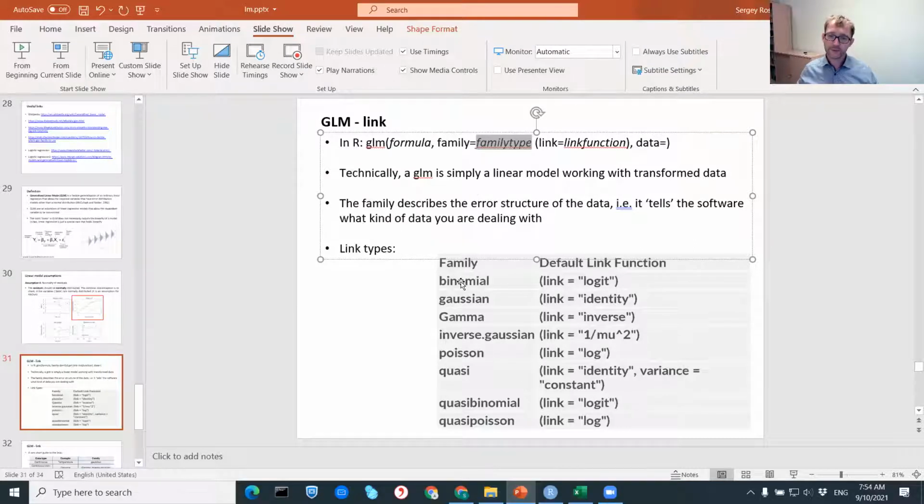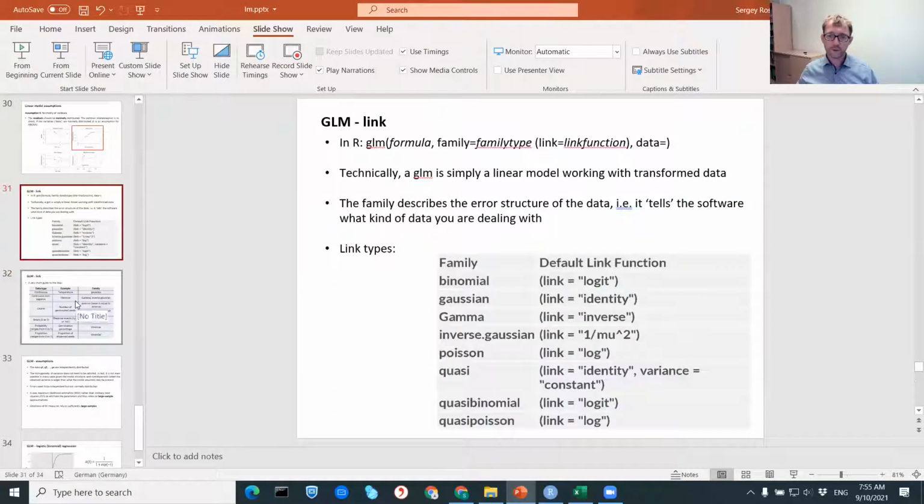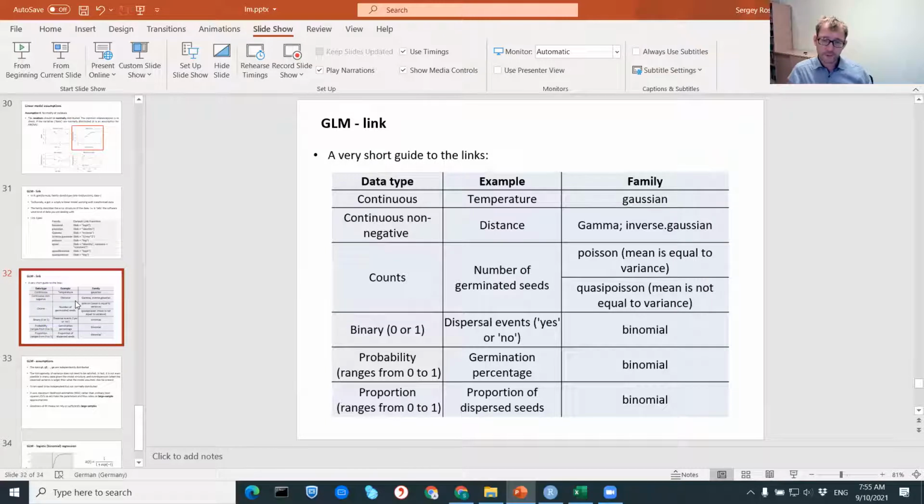By specifying this family, and here you can see a few examples, you basically tell R what kind of error structure your data has, so that it selects the right algorithm, the right model to fit to the data. Here you can see a very short guide to the links. If you know that you need to fit a GLM to the data, this is a very simple guide to decide. Usually, the type of data you're dealing with forces you to select one of those families.